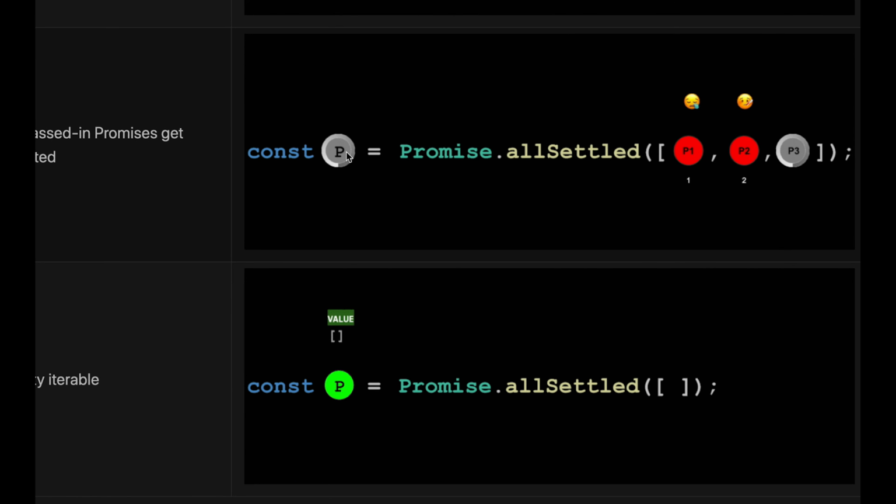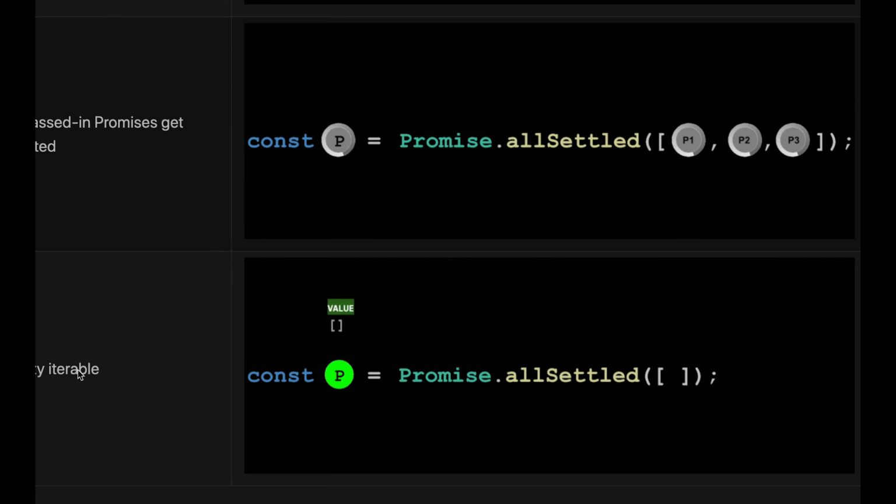And as you can see here, the promise P contains the status and the reason. And why did I say reason? Because all the promises just got rejected, and when there is a rejection, there is a reason.